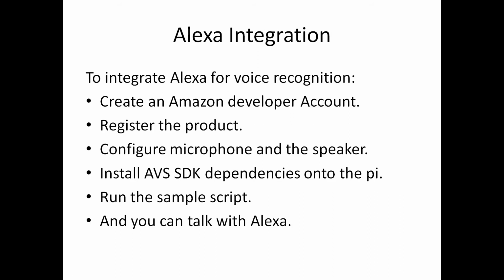Next we have to integrate the voice assistant. We are using Alexa, and the first thing is to create an Amazon developer account where you have to register the product. You have to create your own product for your smart mirror and then check whether your microphone and speaker are working when plugged into the Raspberry Pi. This is the most important step, because everything will work only when your microphone and speaker are connected with the Pi. Then we have to install the AVS SDK dependencies along with updates, and then run the sample script. Once we run this sample script, we can talk with Alexa.